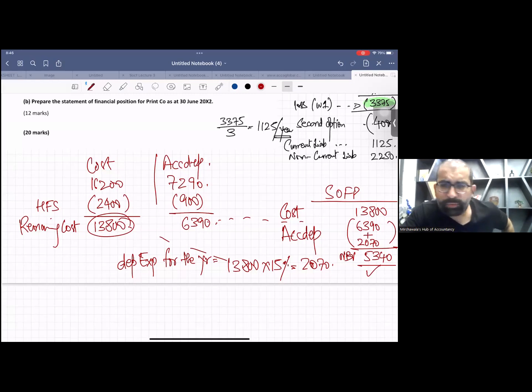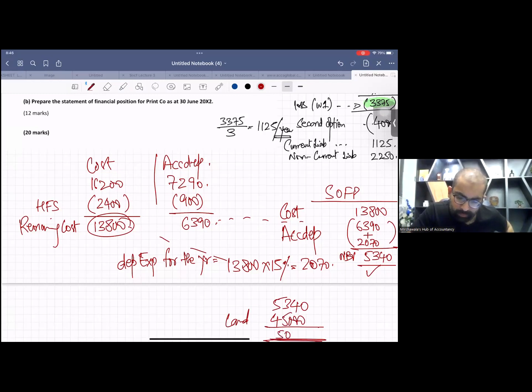If you want to write the one figure for property, plant and equipment, and obviously there is one figure for PPE, so this 5340 plus the amount of land. I think 45,000 is the land. So the total amount is 50340. That's it.